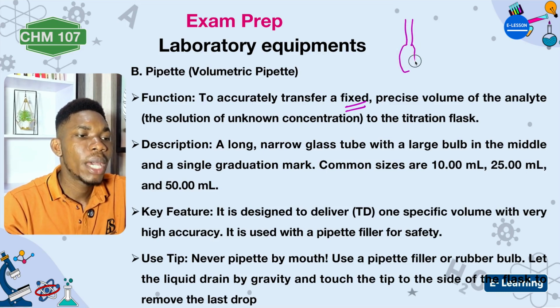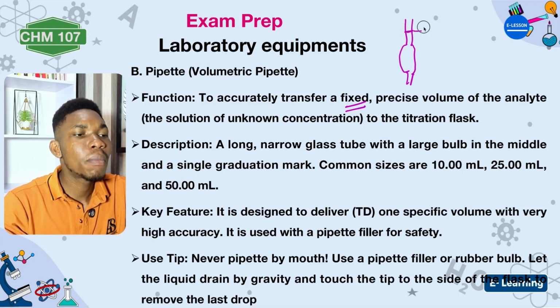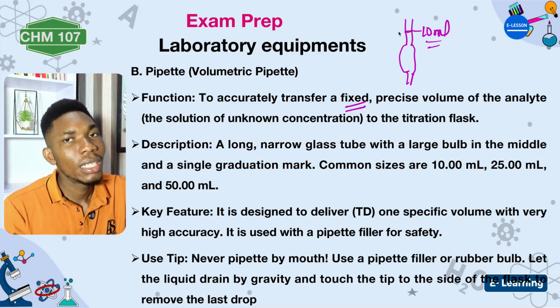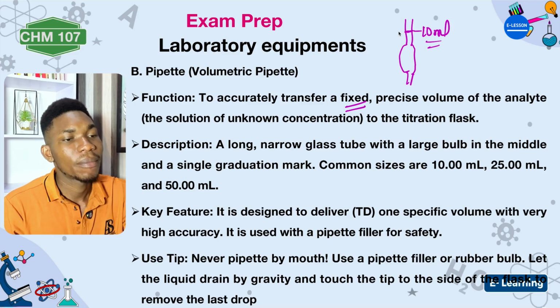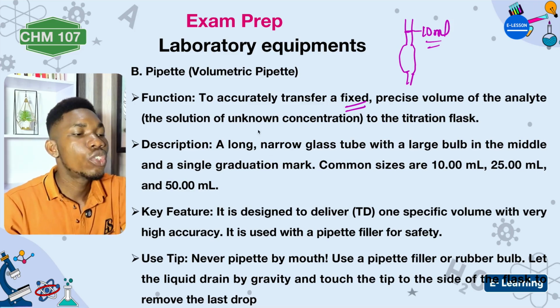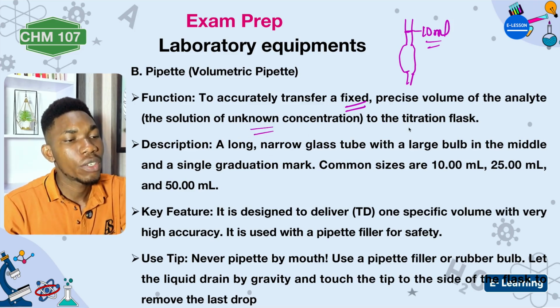Let us say this is a pipette, something like this. If this place is marked 10 mL, it means once the volume gets to this place, it is 10 mL. So it is used to deliver a fixed, precise amount of the analyte, the solution of unknown concentration, to the titration flask.